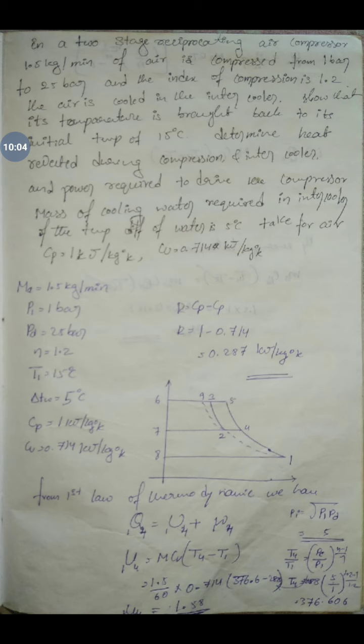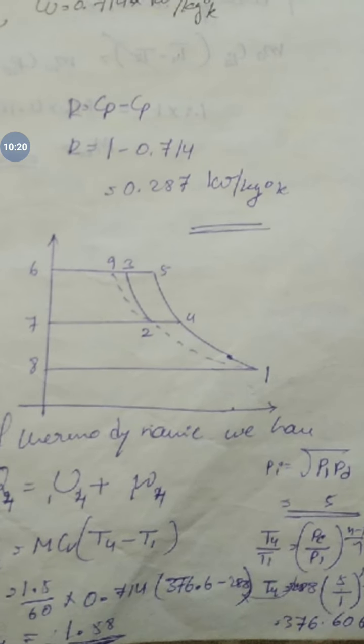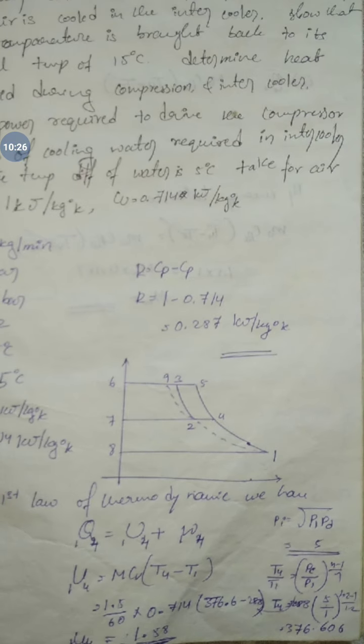So T4 by T1 is equal to (intermediate pressure by P1) to the power of (n minus 1) by n. From this, we are going to get T4 as 376.606 degrees Kelvin. Substituting this in the formula, U14 equals mCv (T4 minus T1), so you are going to get U14, that is the change in internal energy during the process 1 to 4, as 1.58 kilojoules per minute.